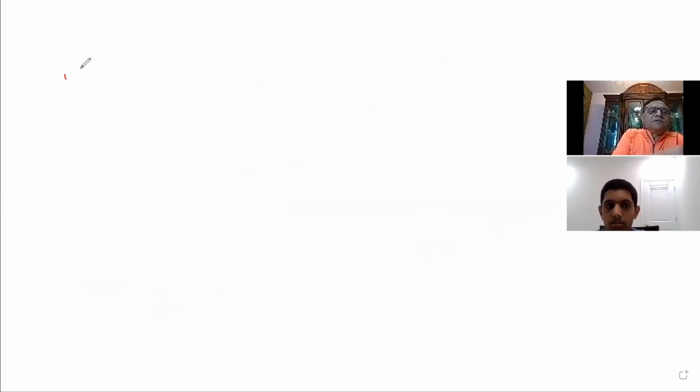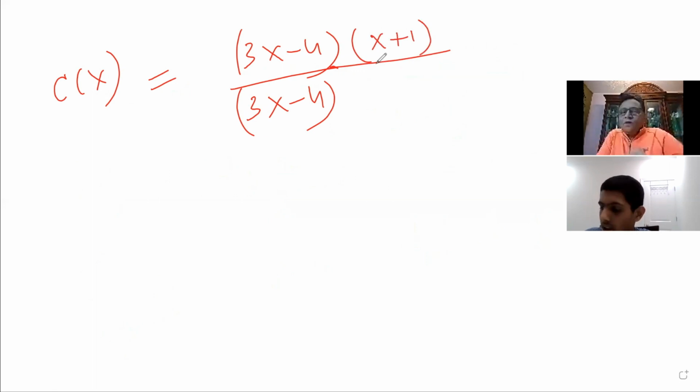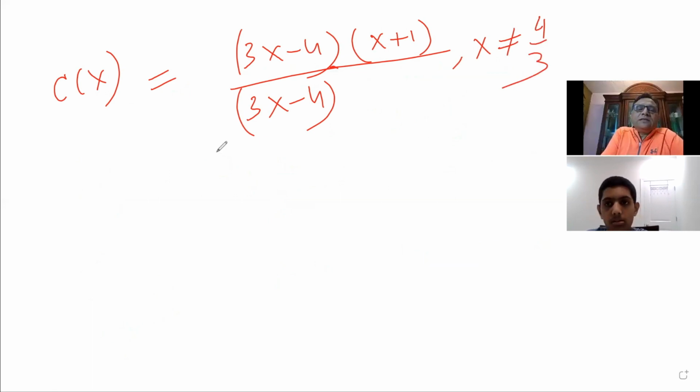So C of x, tell me the equation. You want 3x minus 4 to be a common factor, right? You multiply by anything else, let us say x plus 1. Is that okay? Now, clearly, what is the restriction in this particular case? Denominator not equal to 0 means x is not equal to 4 over 3, right? Perfect. So as you can see, this cancels and we can write C of x as equal to x plus 1, just a straight line.